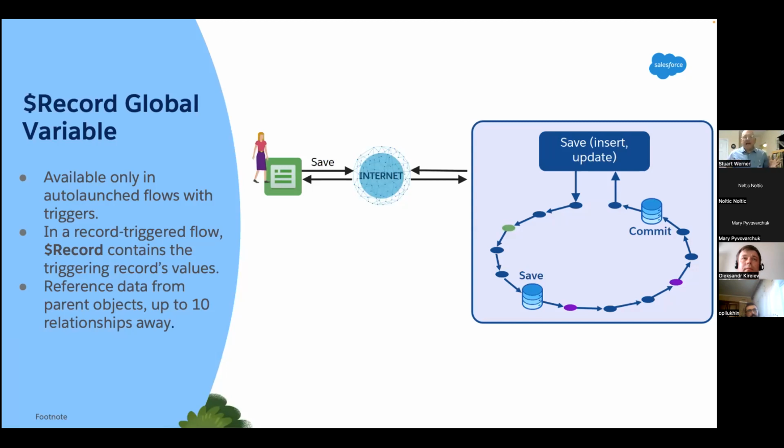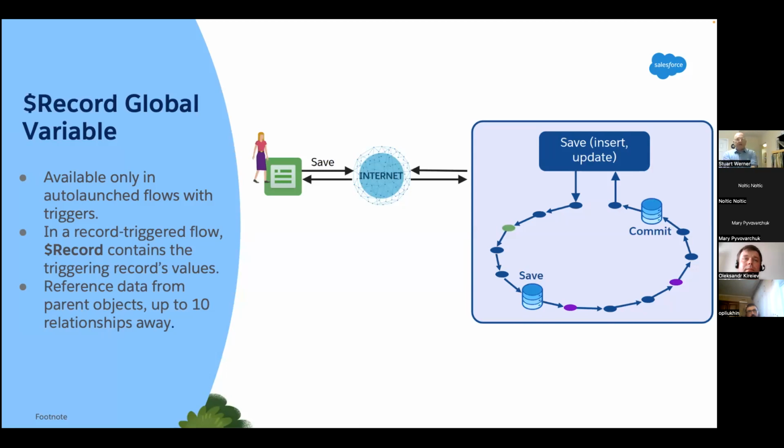So let's say we're creating an account. Let's say your user goes into the account page. They create a brand new account record. You have a record trigger flow written on the account object. They hit save. When you're in that record trigger flow, when you inspect $record, that's going to have every field in the account object populated with data.